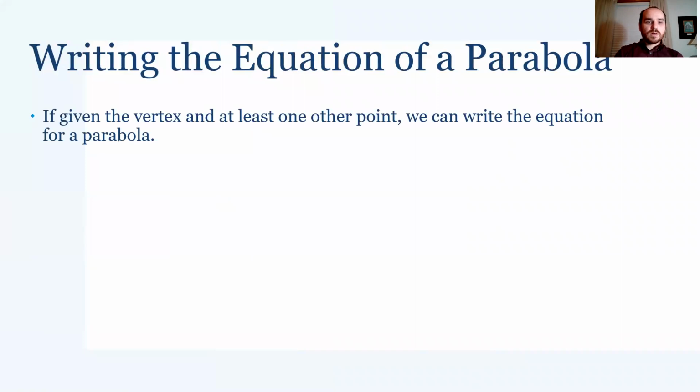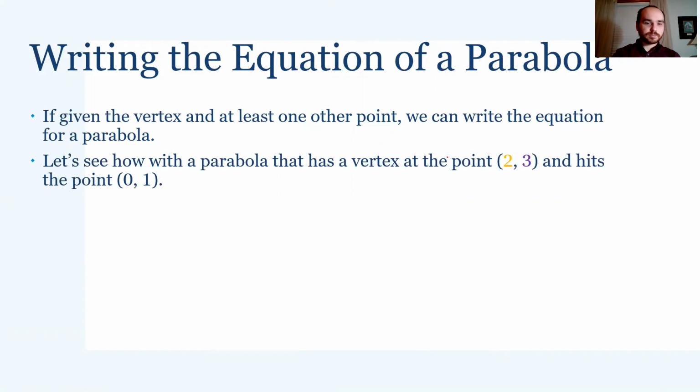All right. Next up, we've got writing the equation of a parabola. This is when you have a parabola on a graph, or when you're given the vertex and at least one other point, we can write the equation for a parabola. So let's see how to do this with a parabola that has a vertex at the point 2, 3 and hits the point 0, 1. And to start, we're actually going to write this in vertex form. So we're going to use vertex form to write out our quadratic equation here.